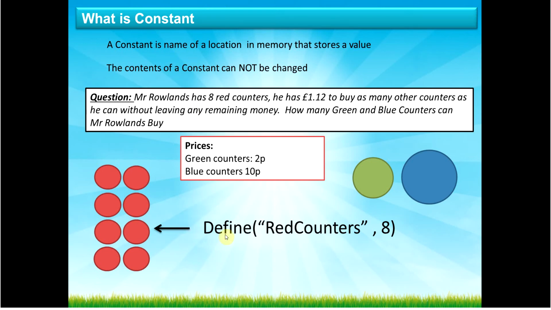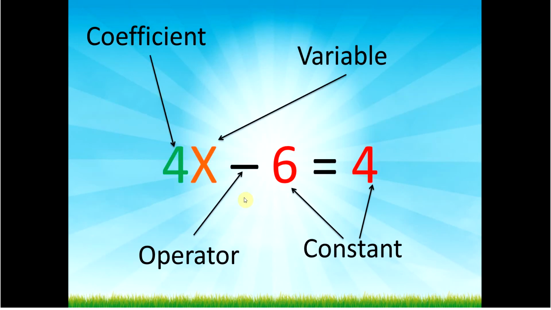So for a constant we use the word define because we're defining it, and the name is the red counters part there, and the value is the 8 there, because the name of it is red counters and the value would be 8. I hope that helps. So moving on, now I'm going to relate it to maths for you.